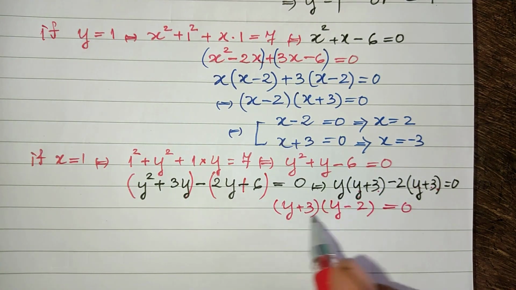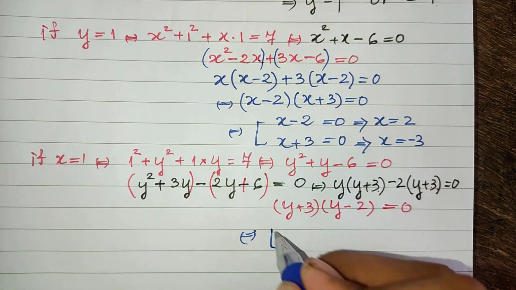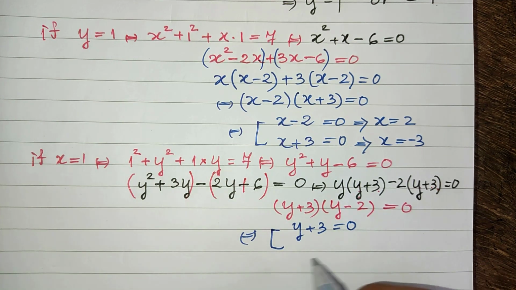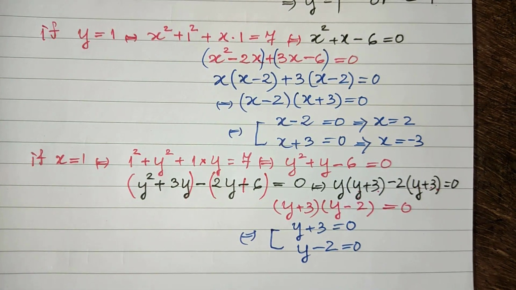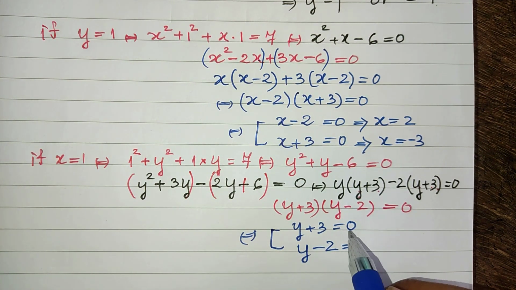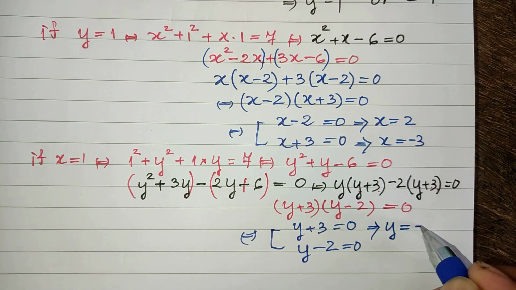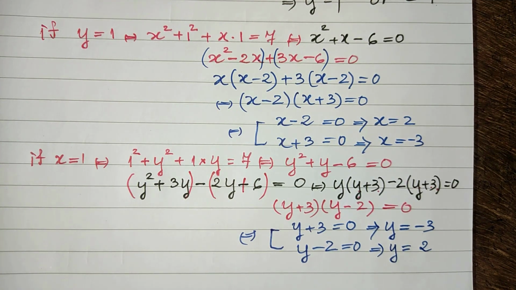If two factors multiply to 0, then one factor is equal to 0 or the other is equal to 0. So y plus 3 equals 0 and y minus 2 equals 0. Now y plus 3 equals 0, so we can find the value of y equals minus 3, and y equals 2. Okay, so now we get the solutions of the system of equations.